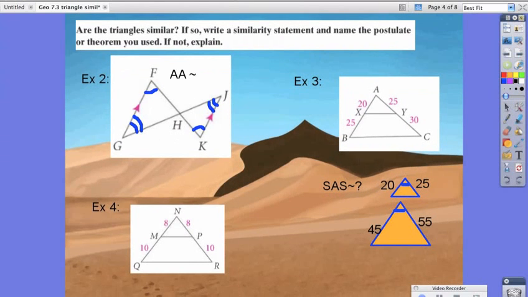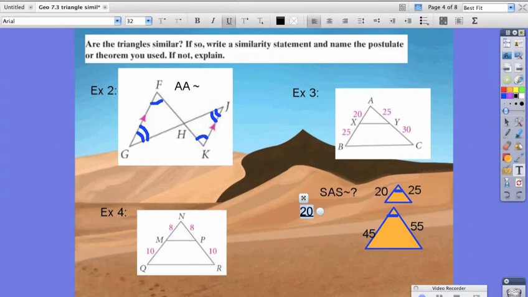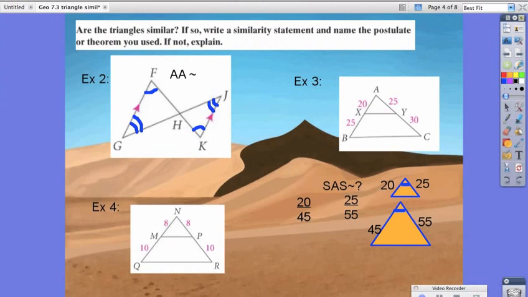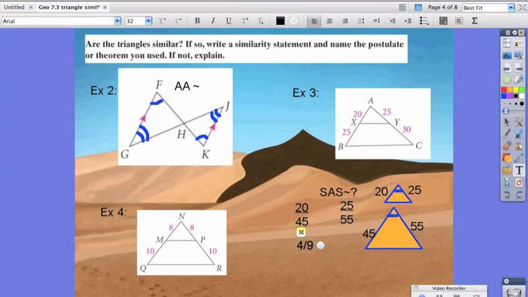So the ratio between 20 and 25, and 45, the two left sides of the smaller triangle and the bigger triangle, and 25 to 55. When we reduce the 20/45ths, this turns out to be 4/9 because they both have a 5 in common. When we do the same thing here, this turns out to be 5/11.